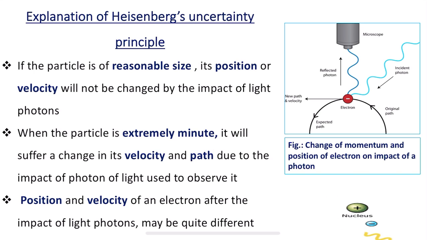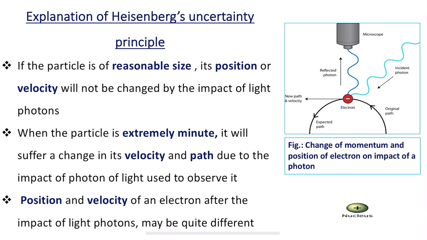So if the particle is extremely minute, it will suffer a change in its velocity and path. The position and velocity of an electron after the impact of light photons may be quite different from the original path and velocity. So this is what the explanation of Heisenberg's uncertainty principle says.